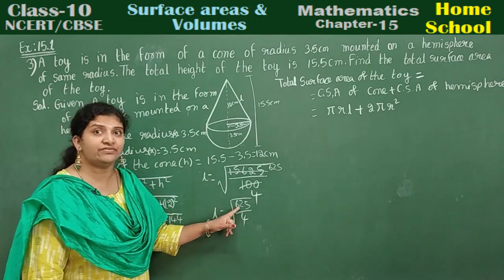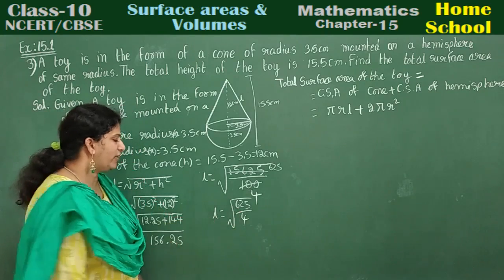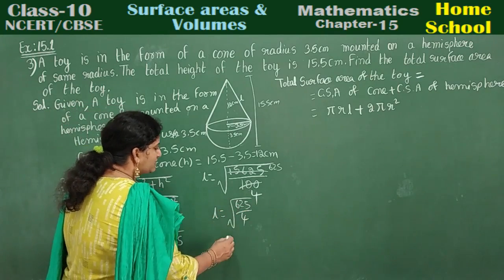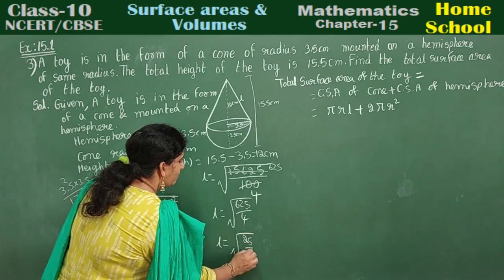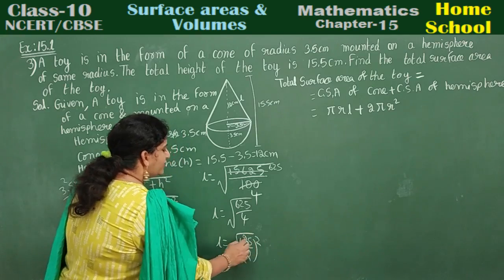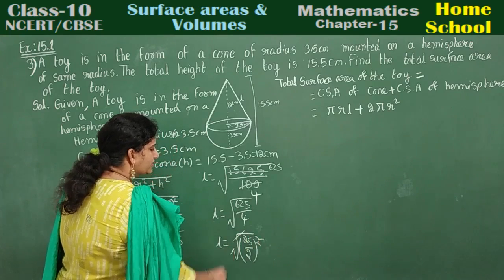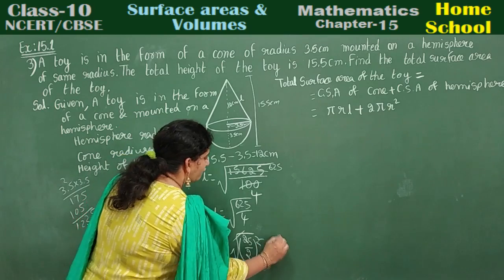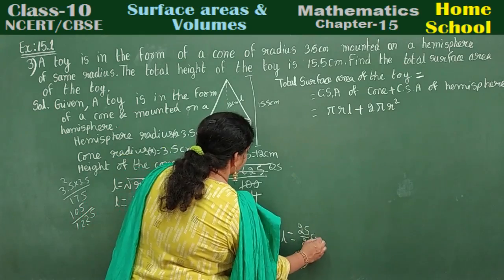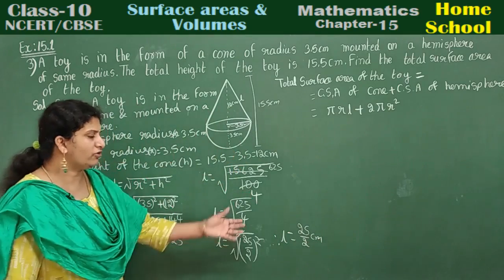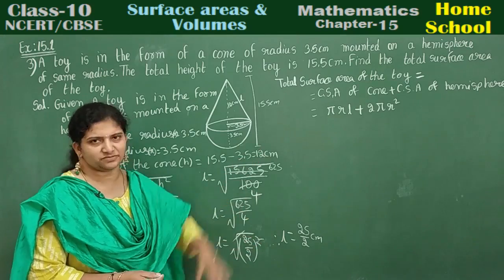625 is a perfect square and 4 is also a perfect square. Remove from the root. 625 means what? L is equal to 25 by 2 whole square. 25 squared is 625. 4 means 2 2s are 4. Square and square root cancel. Therefore, slant height is equal to 25 by 2 centimeters. If you want, you can convert that into decimal. I don't convert into decimal. As it is, I substitute there.